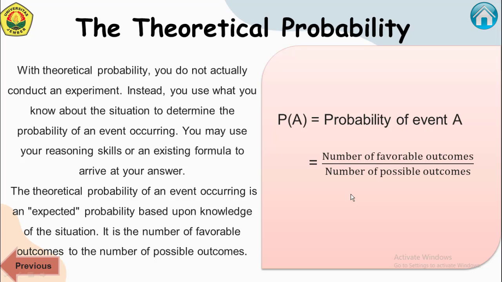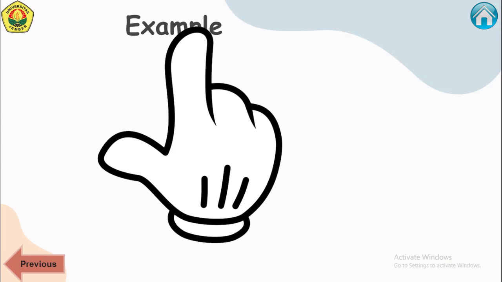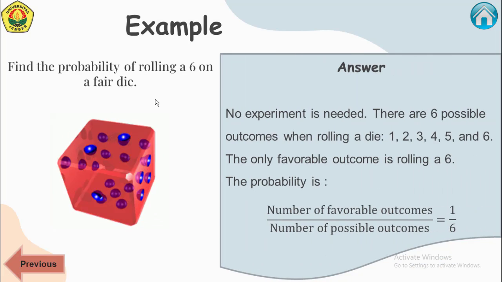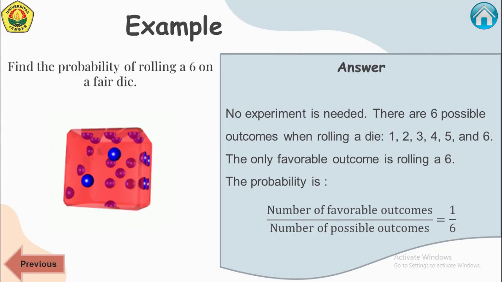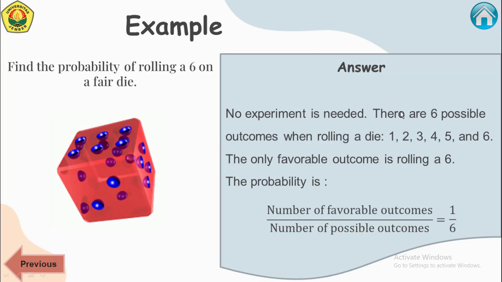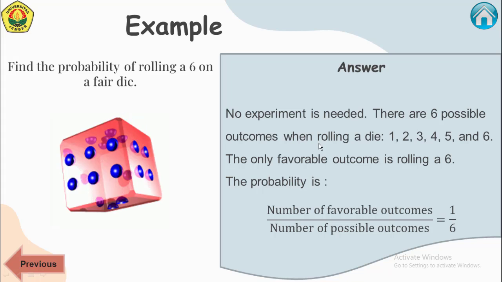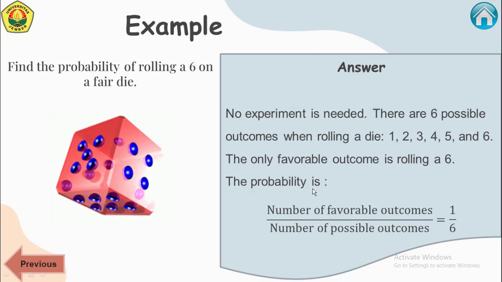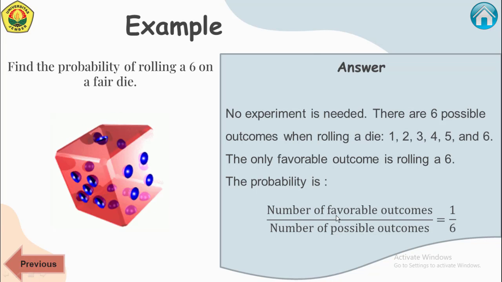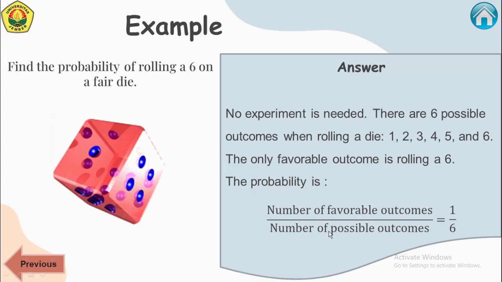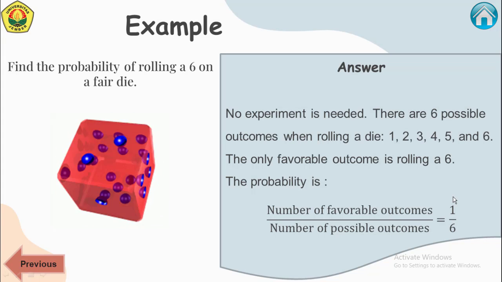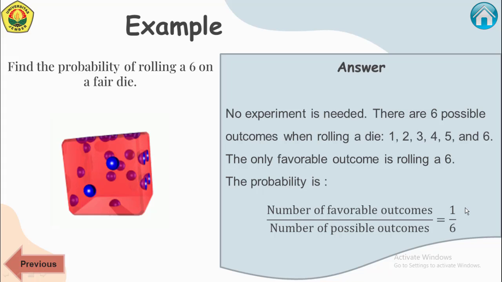To better understand, see the following example about theoretical probability. Find the probability of rolling a 6 on a die. No experiment is needed. There are 6 possible outcomes when rolling a die: 1, 2, 3, 4, 5, and 6. The only favorable outcome is rolling a 6. Probability is the number of favorable outcomes divided by the number of possible outcomes, and the answer is 1/6.